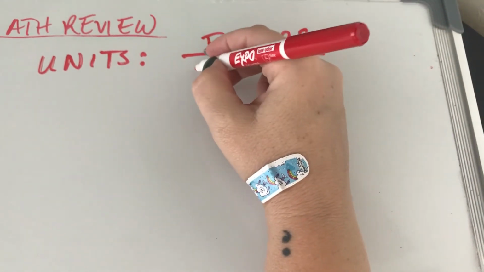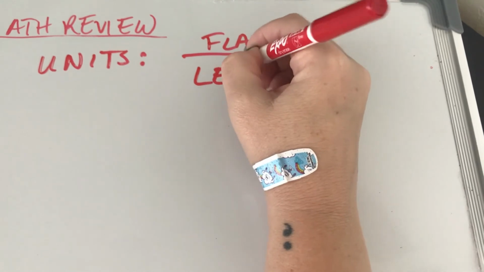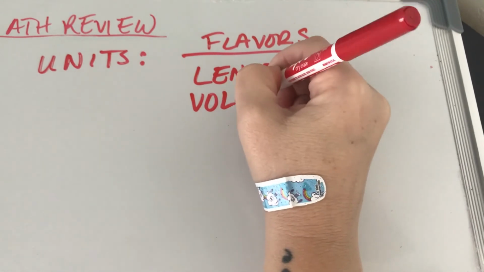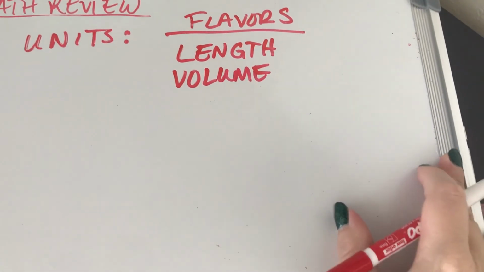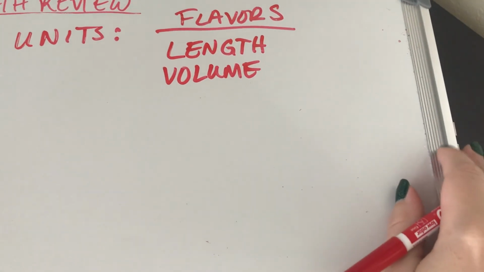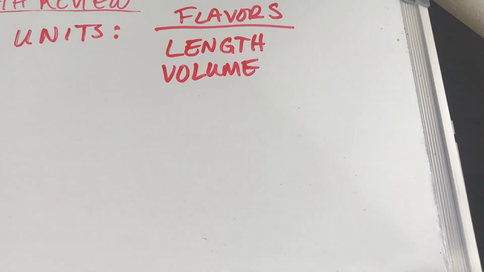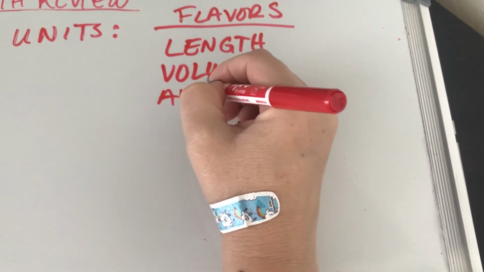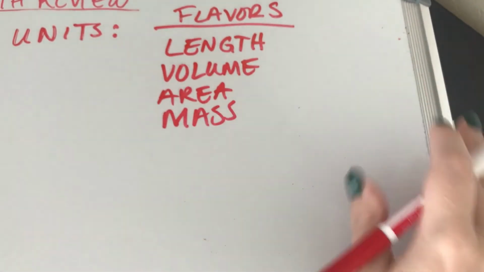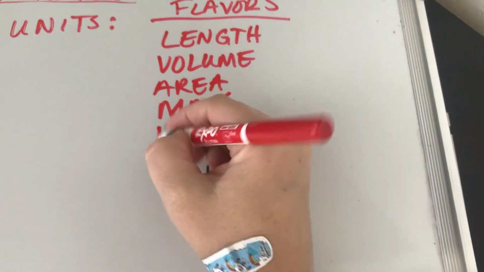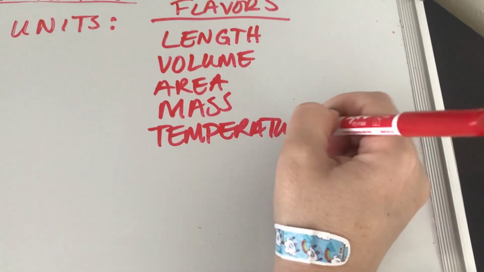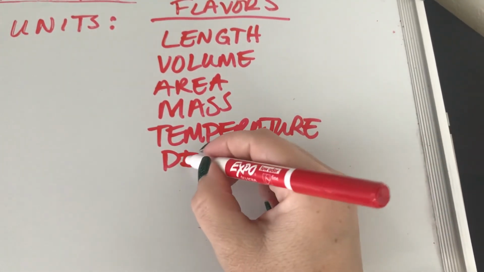Cool. So we talked about one already, or two already. Talked about length, right? We talked about volume. And what are some of the other ones that you guys can think of? Area. Area, yep. We won't really deal with that one, but definitely. Mass. Mass, mm-hmm. Density. Temperature. Temperature. And density, absolutely.